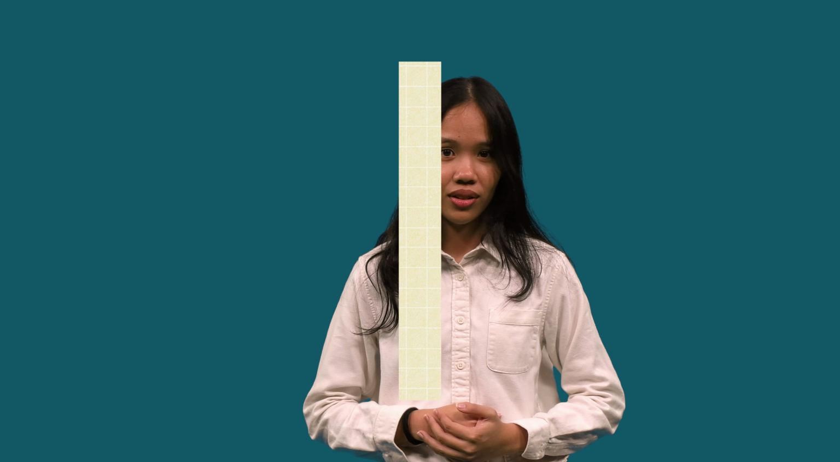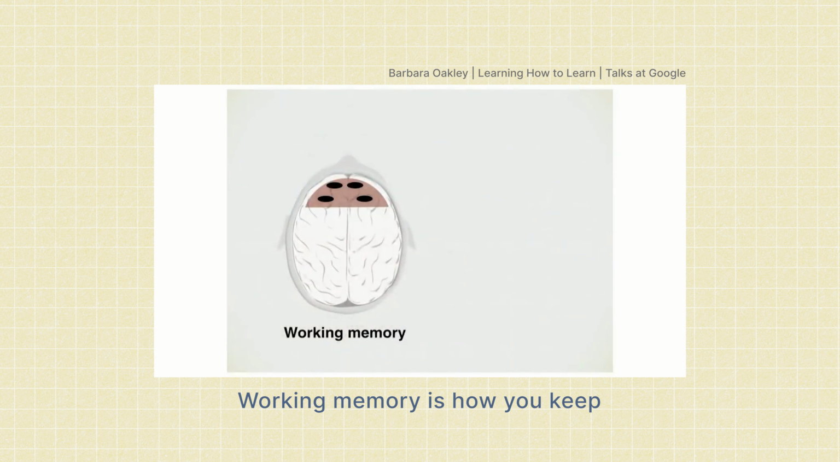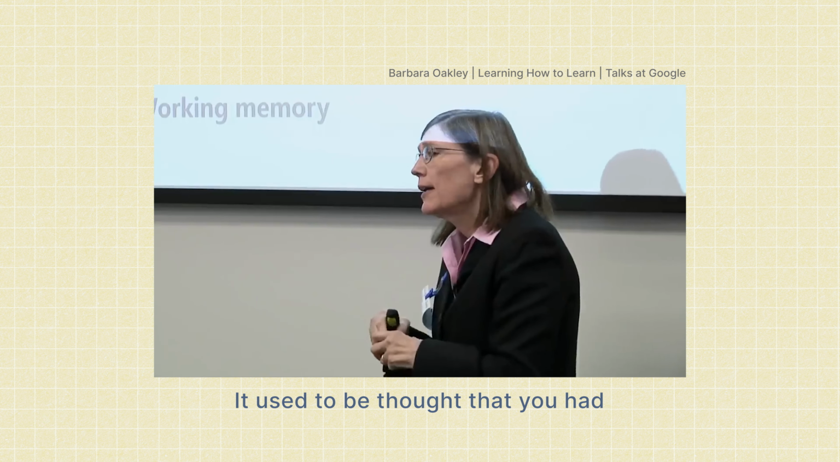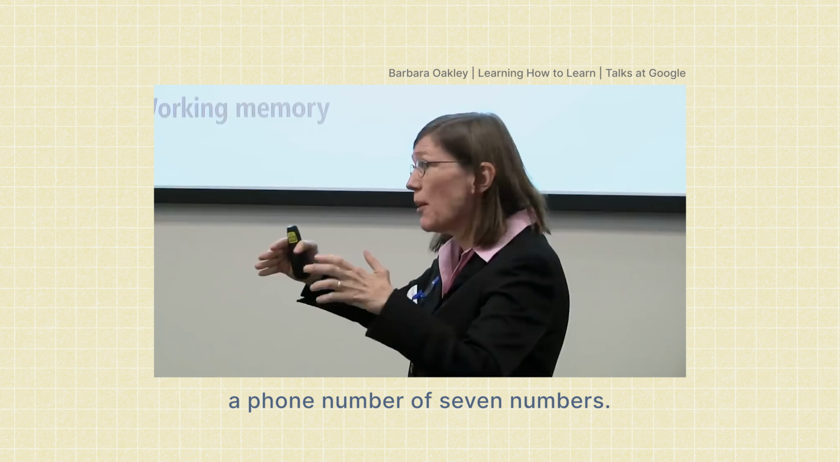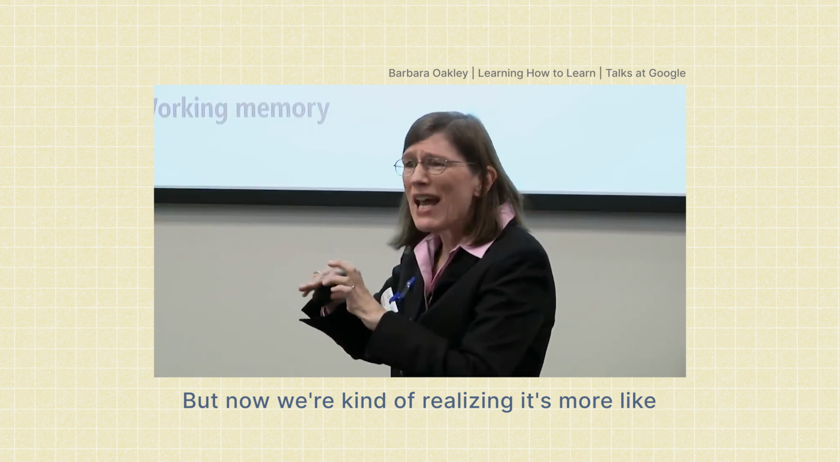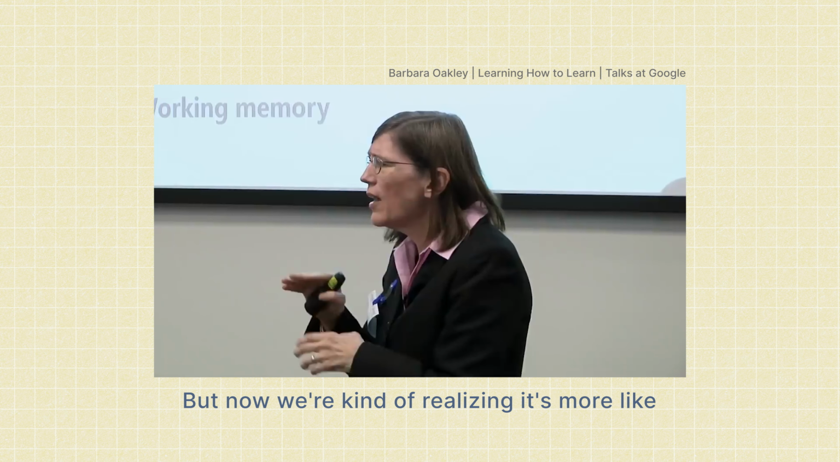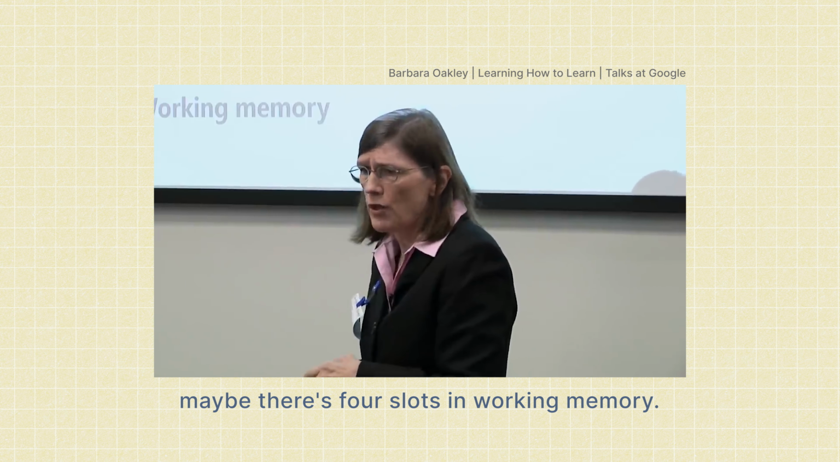Now, let's take a look at how Barbara Oakley explained the same concept for the talks at Google. Working memory is how you keep a brief thought in mind. It used to be thought that you had 7 slots in working memory, and that's why you could hold a phone number of 7 numbers. But now we're kind of realizing it's more like maybe there's 4 slots in working memory.